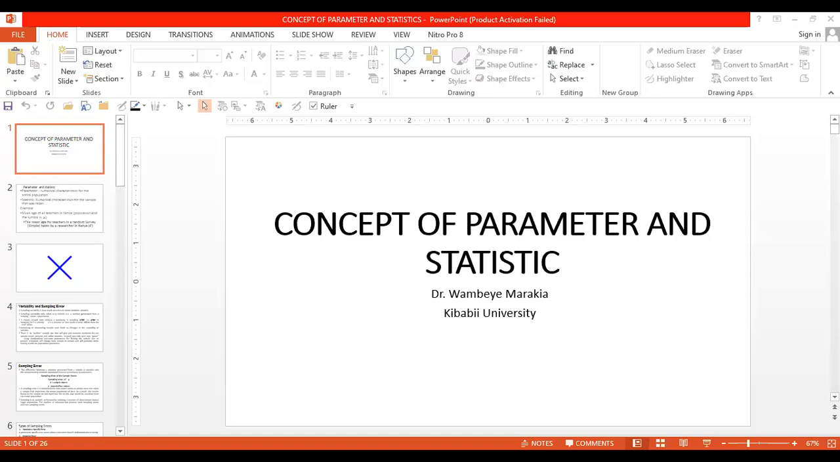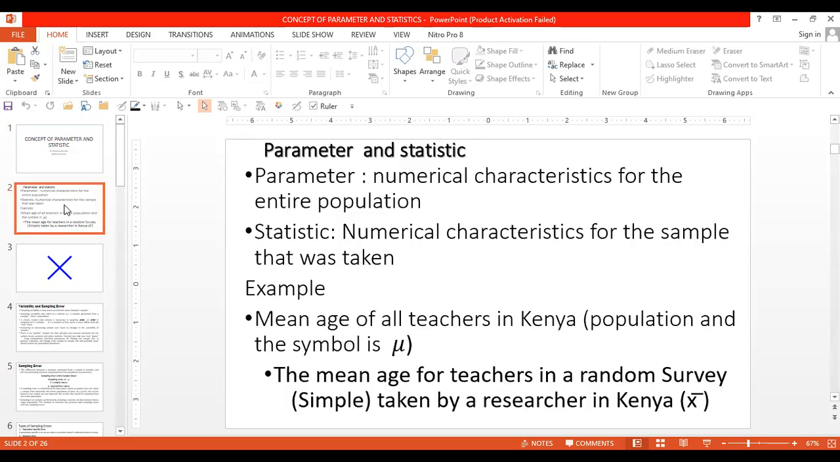So today I want us to look at the concept of parameter and the statistic. These are relatively simple concepts we have been using in our classes. They are not new. And when we talk of a parameter, we will say that it's a numerical characteristic for an entire population.